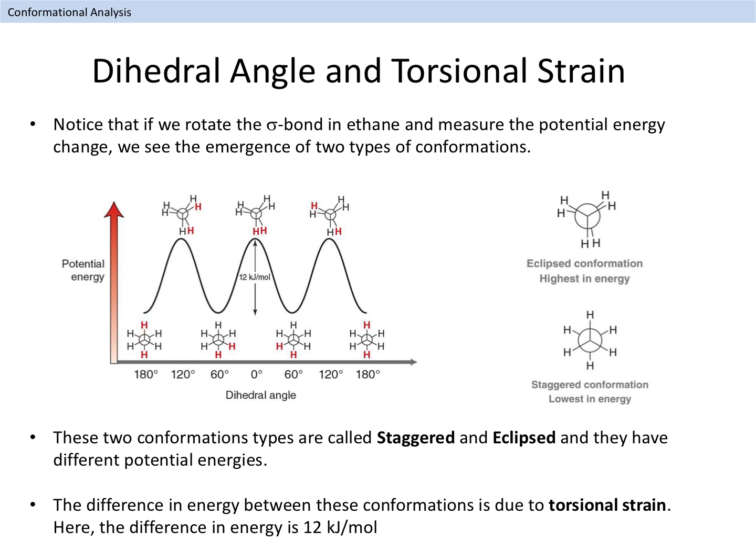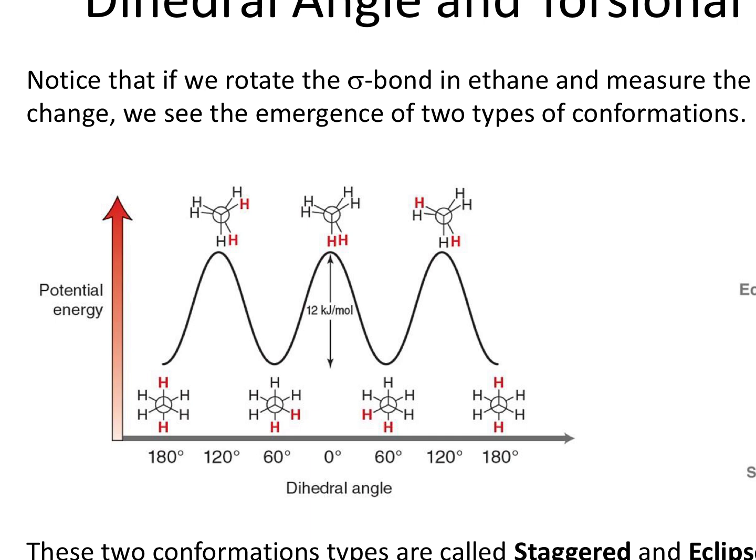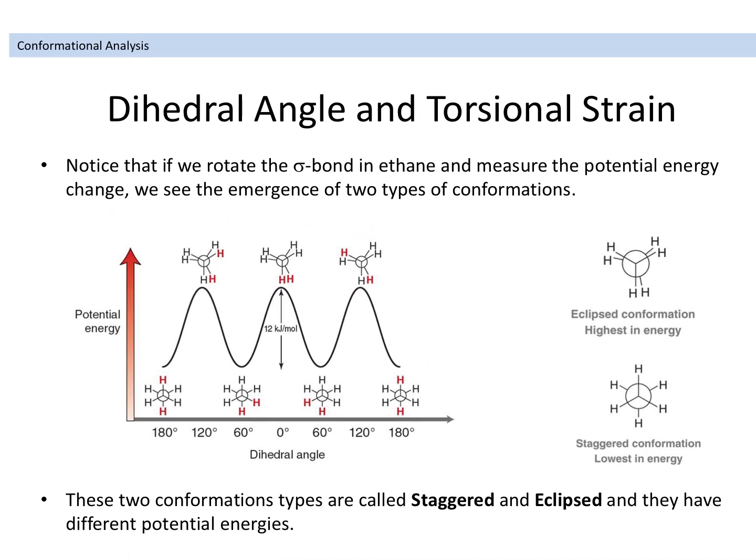We will start on the left-hand side of the diagram. The conformation shown here has the 2 highlighted hydrogen atoms oriented in a 180-degree dihedral angle with respect to one another. Notice that in this conformation, none of the hydrogen atoms on the front carbon are overlapping with the hydrogens on the back carbon. This is called a staggered conformation.